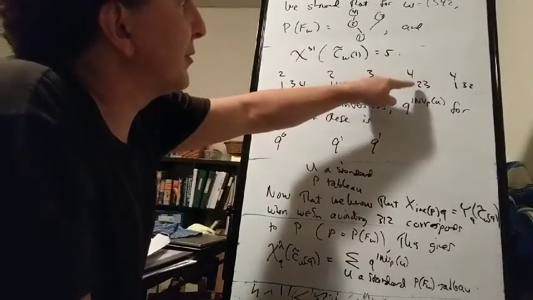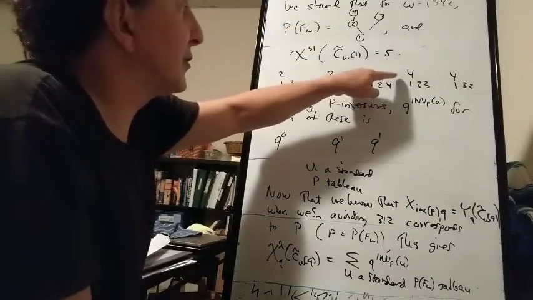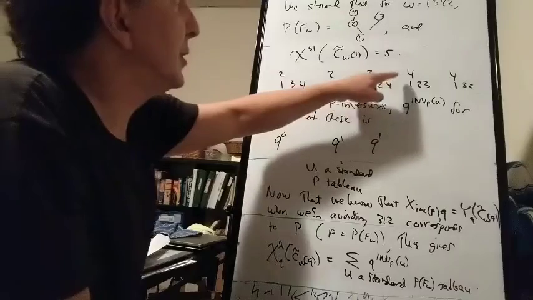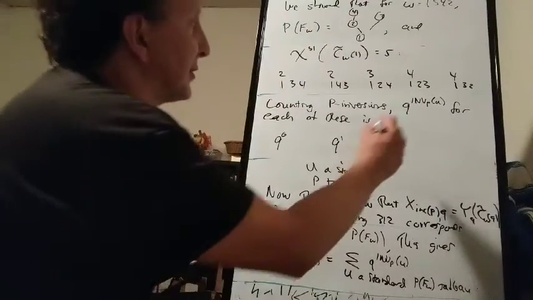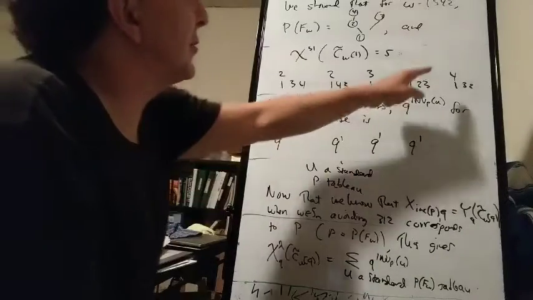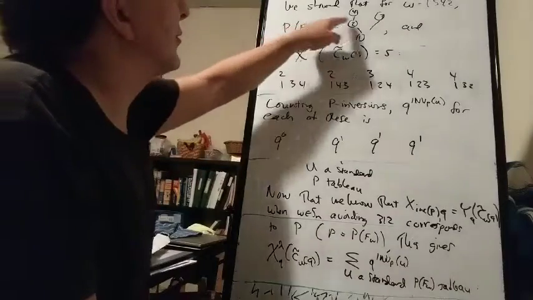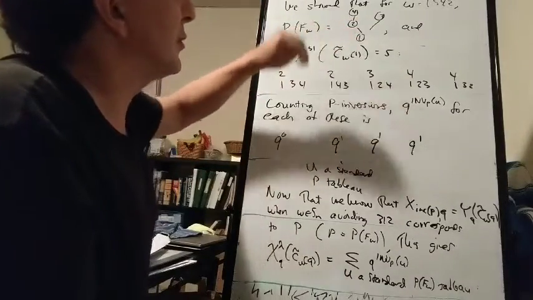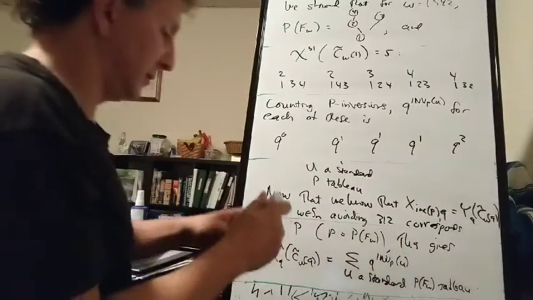Here we have 4, 2 and 4, 3. 4, 2 doesn't count because 4 is greater than 2 in the poset. But since 4 is greater than 3 as integers and they're incomparable in the poset, that counts as another q to the first. And then here we have 4, 3, 4, 2, and 3, 2 possible. 4 and 3 are incomparable, 4 and 2 don't count, 3 and 2 are incomparable, so that's q squared.